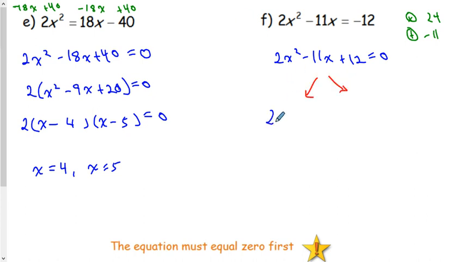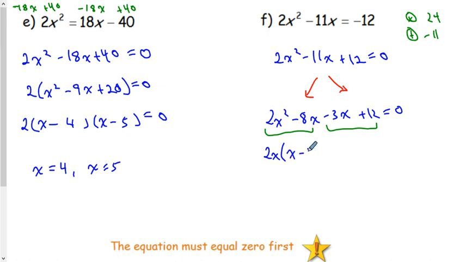And we'll rewrite this with my middle term split up. We're going to have minus 8x minus 3x plus 12. So I split up that middle term into two pieces. Now let's do our common factoring. I can common factor a 2x out of my first one. That leaves me with x minus 4. I can common factor a negative 3 out of my second one. That leaves me with x minus 4.